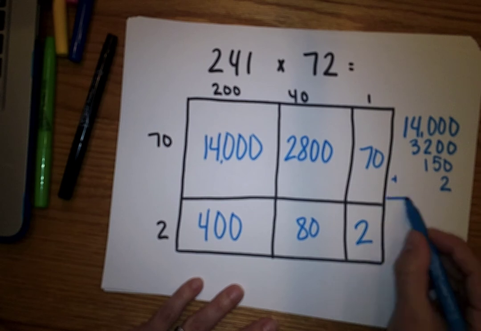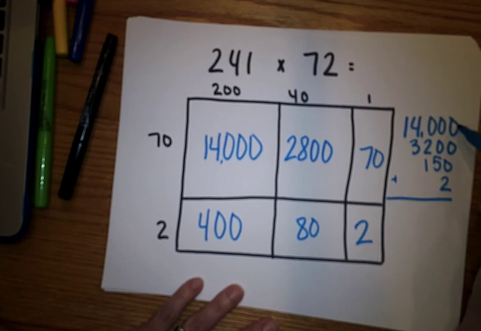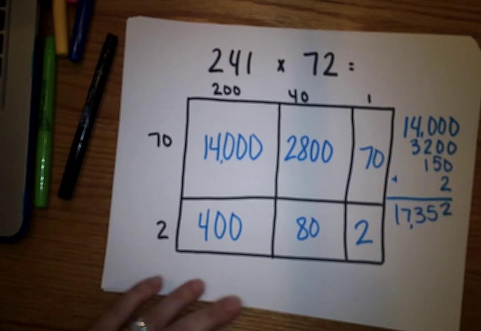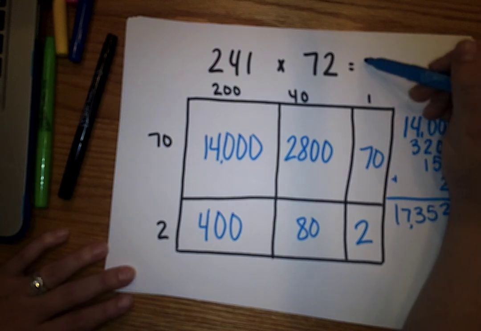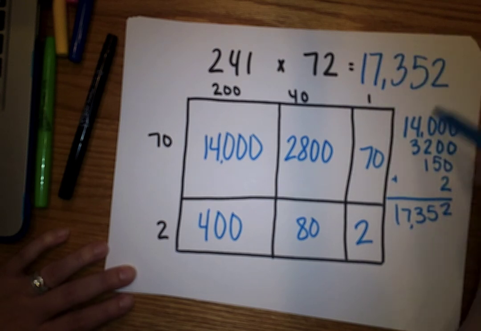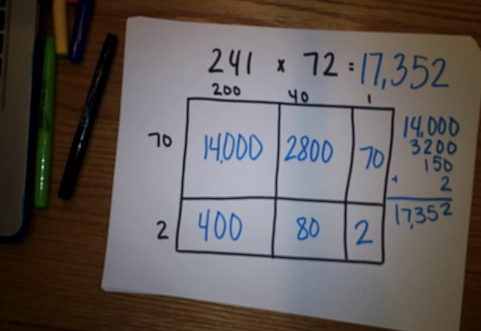So here we have 4 partial products, and we can add them. 0 plus 0 plus 0 plus 2 is 2. 0 plus 0 plus 5 is 5. 2 plus 1 is 3. 4 plus 3 is 7, and 1 more. Put my comma in, and so my product, 241 times 72, is 17,352, and I have all of my partial products listed.